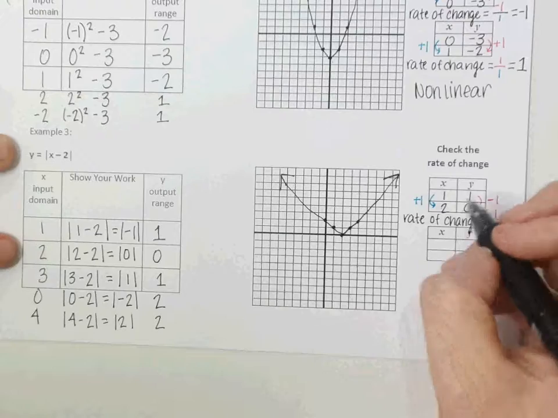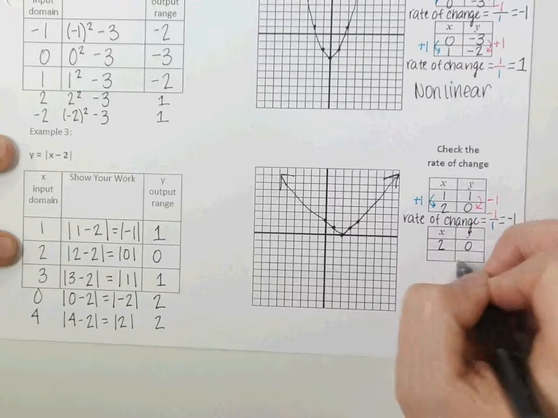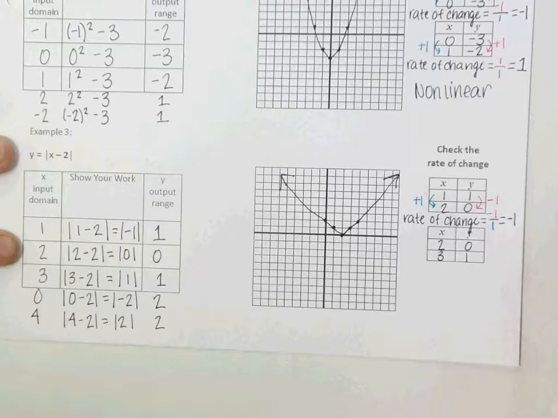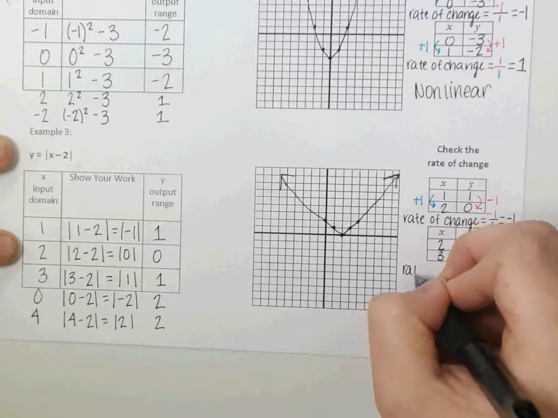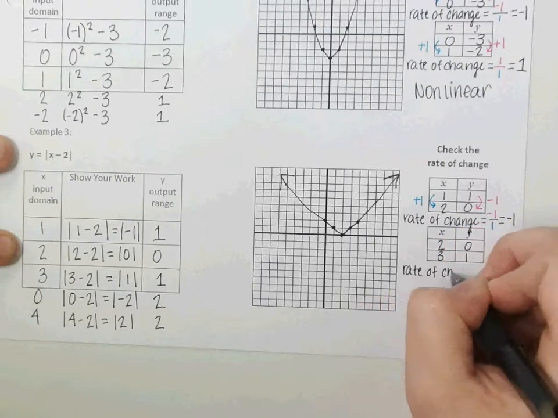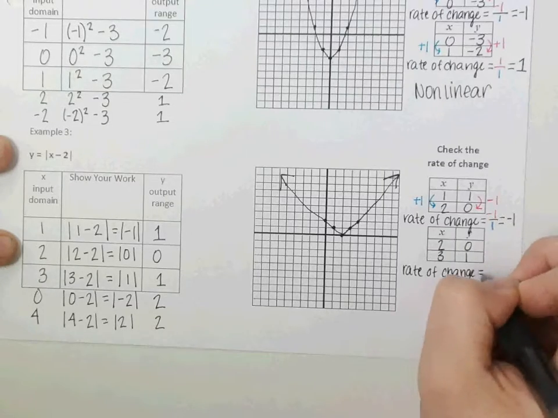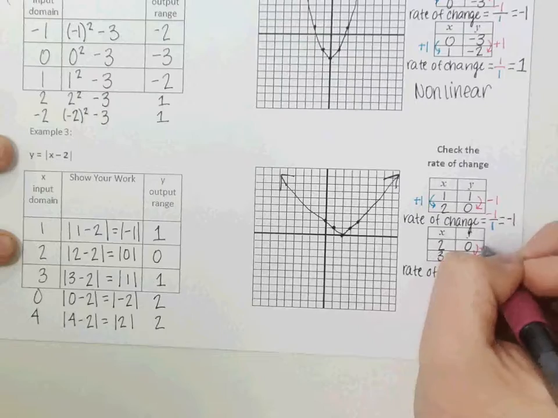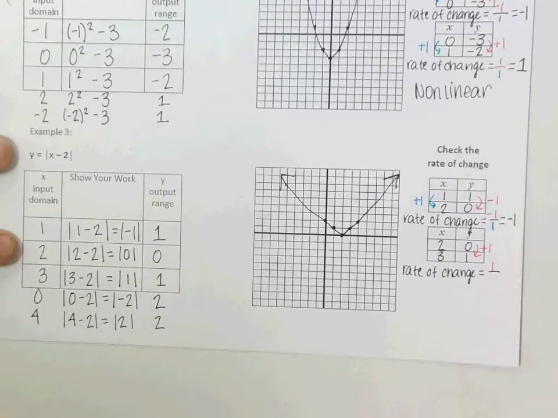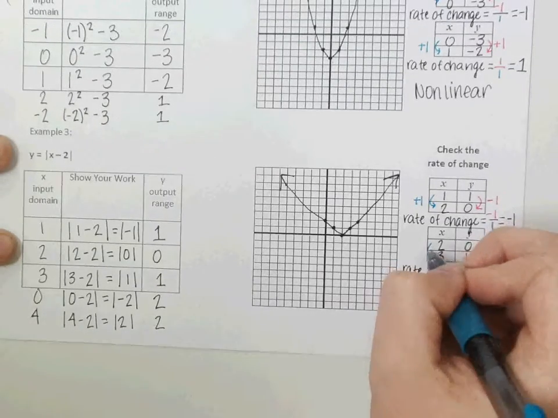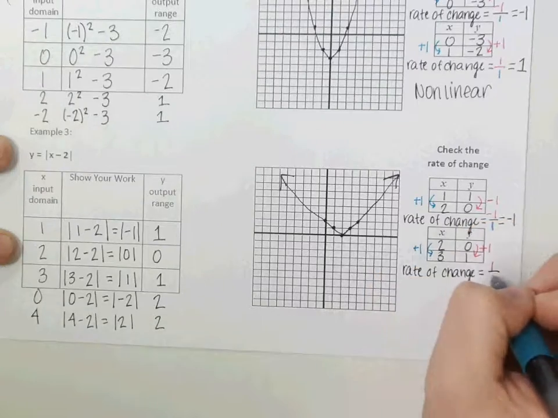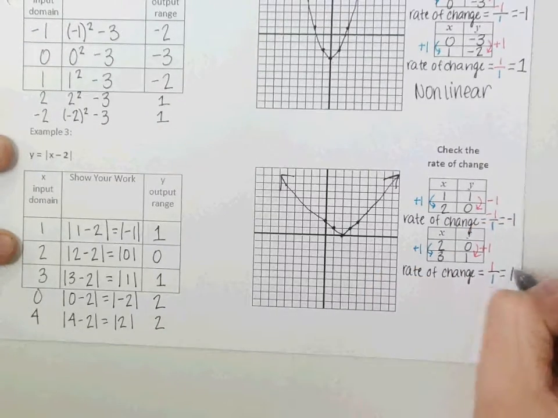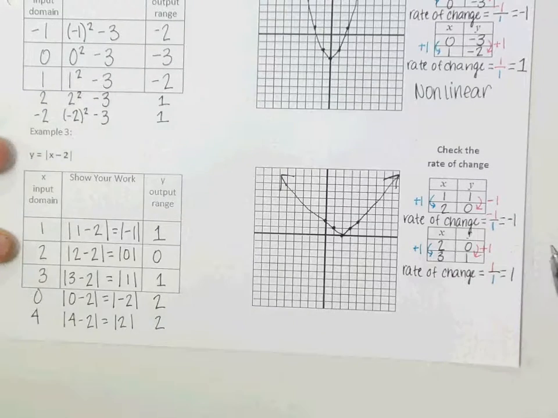So now let's look at our second 2 points. We have 2, 0 and 3, 1. So we start with our change in our y's, and our y is increasing by 1, so we put a positive 1. Our x's are increasing by 1 as well, so we have a positive 1 on the bottom, which gives us a rate of change of positive 1.